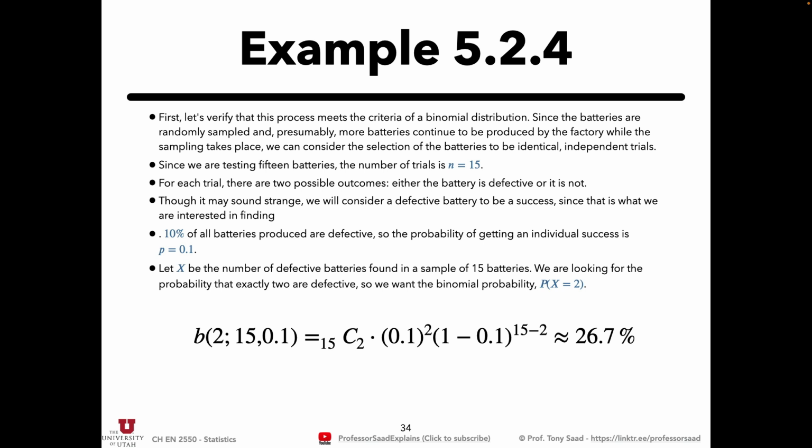Okay? In fact, we should try this. So the question here is, what is the probability of getting 2 batteries to be defective with 15 trials and a probability of 10% of success? So in other words, getting 2 defective batteries, picking 15 batteries with a probability of being defective equal to 10%. This is equal to 26.7%. And this is identical.